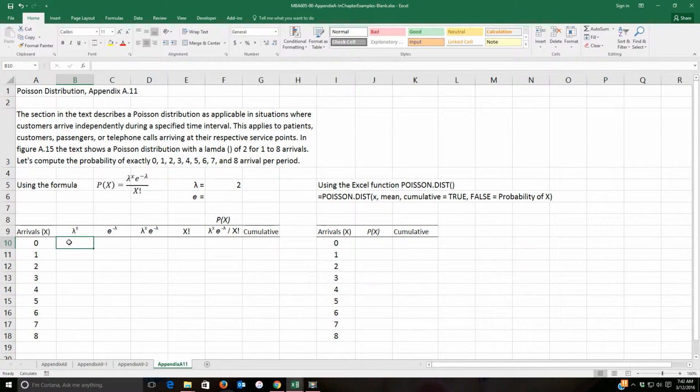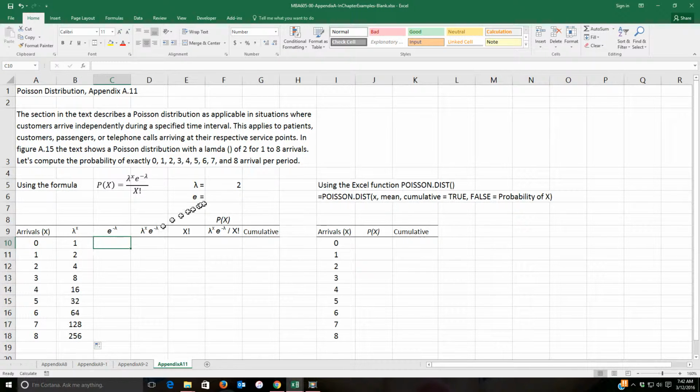Let's begin here with arrival 0. And for arrival 0, you see it's lambda to the x. We have lambda here, so I'll make that absolute, a lambda of 2. And I'm going to raise that to the x power, which is the arrival, and I'll just leave that relative. So I'll just copy that down. That will give me lambda to the x for each of my arrivals.